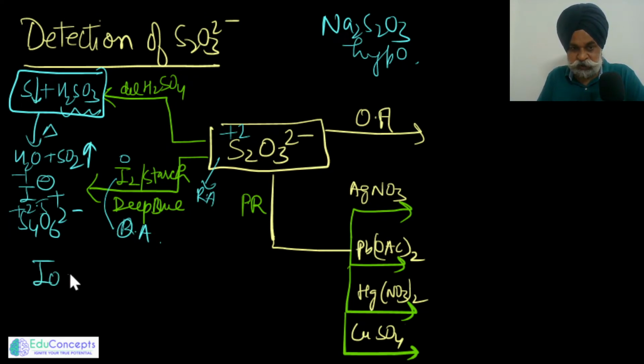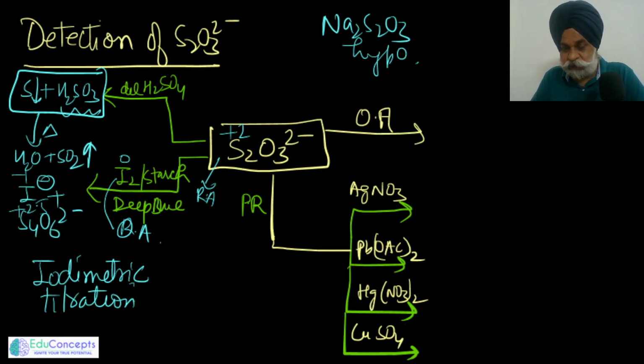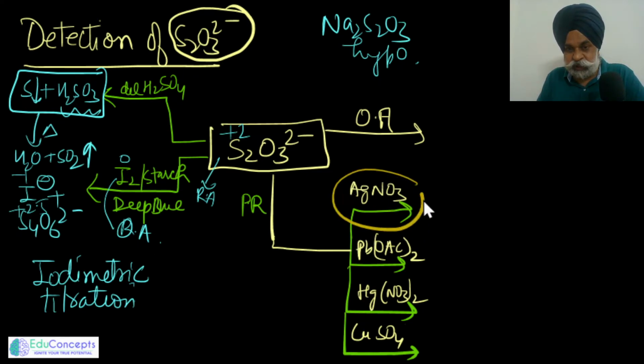This is also said to be an iodimetric titration, if you can recall from the topic of redox titration. But most of the time, what I have found is that thiosulfate ion is primarily detected with a precipitating reagent, and that precipitating reagent could be AgNO3, as I said, majorly AgNO3, and lead acetate, mercury acetate, or copper sulfate. So let us discuss all of this in detail, because the precipitating reagent is very important.